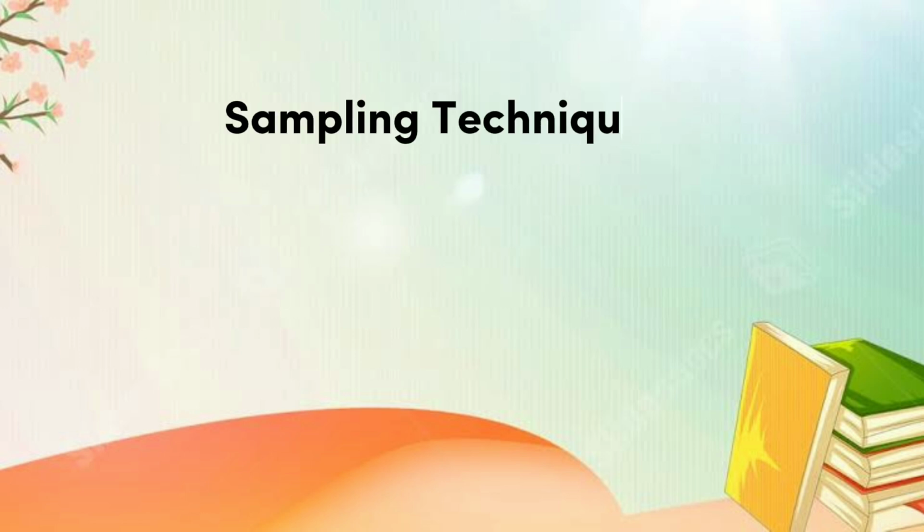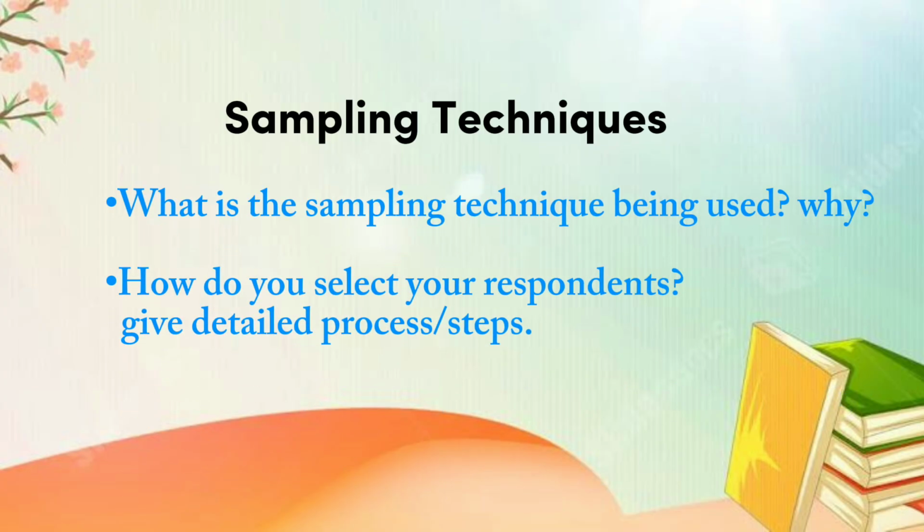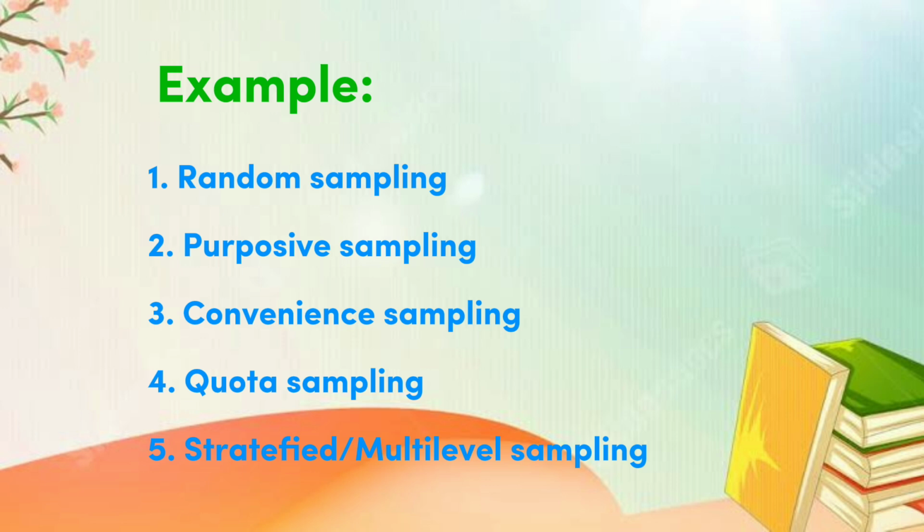Now, as to sampling techniques, you need to identify or present the sampling technique being used and why you need to use it. And how do you select your respondents? You have to give details on the process and steps. Examples of these sampling techniques are, of course, random sampling. We have also purposive sampling, convenience sampling, quota sampling, and stratified multi-level sampling.